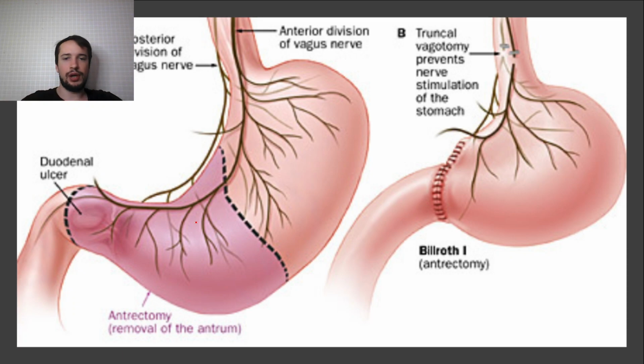There you can see a type of operation, what we call a Billroth one, when we dilate this part of the stomach and do a duodenogastric anastomosis. We do it when we have ulcers in this place.